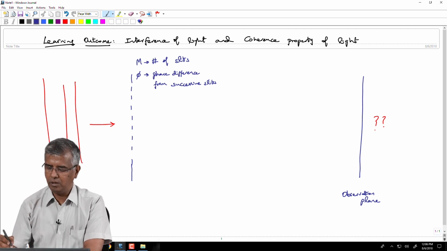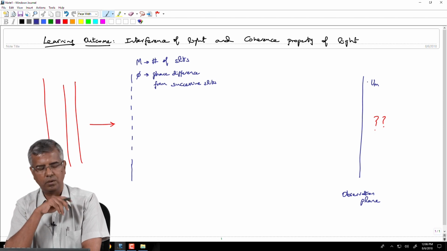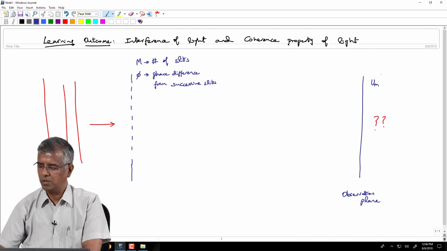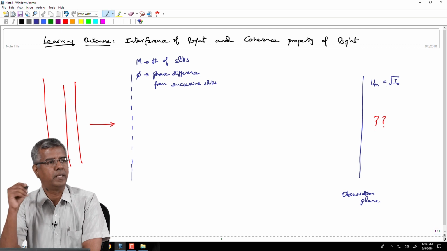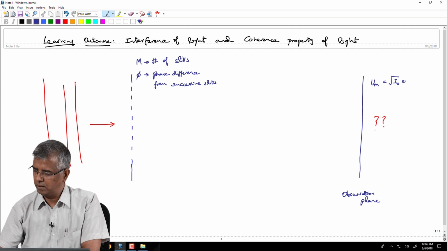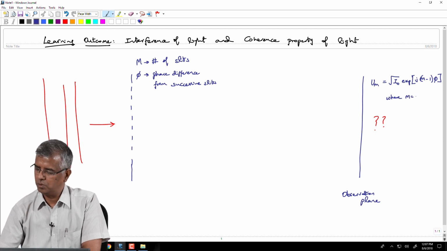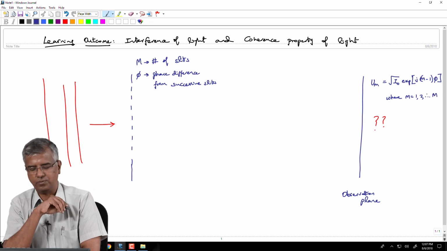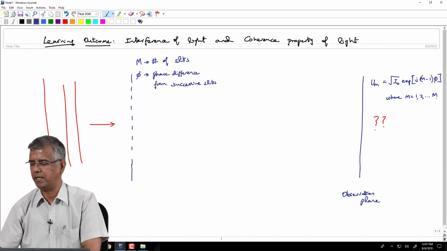Okay, then if you look at any of these fields over here, any of those waves coming from one of these slits can be written as, let's say the intensity of each of those wavelets is I naught, so the amplitude corresponds to root of I naught, into exponential of j into (m minus 1) phi, which describes each one of those, where m can take values of 1, 2, all the way up to capital M. Capital M is the total number of slits that we are considering. This is small m over here, and that's the index, and that index can take values of 1 to M.